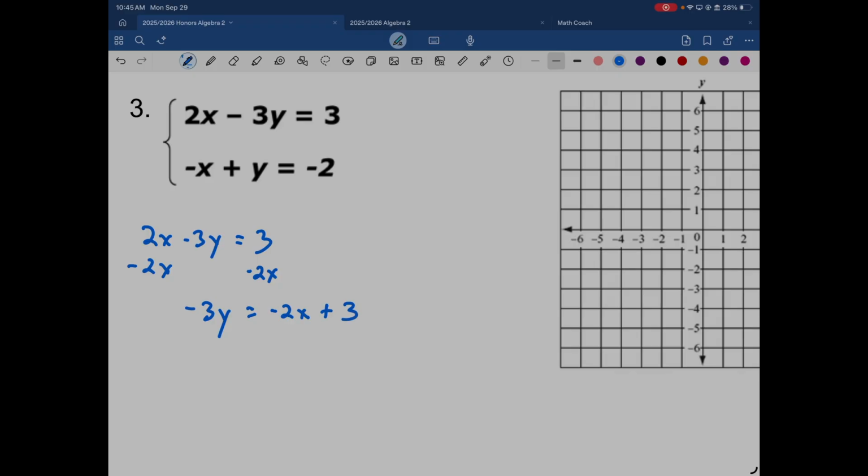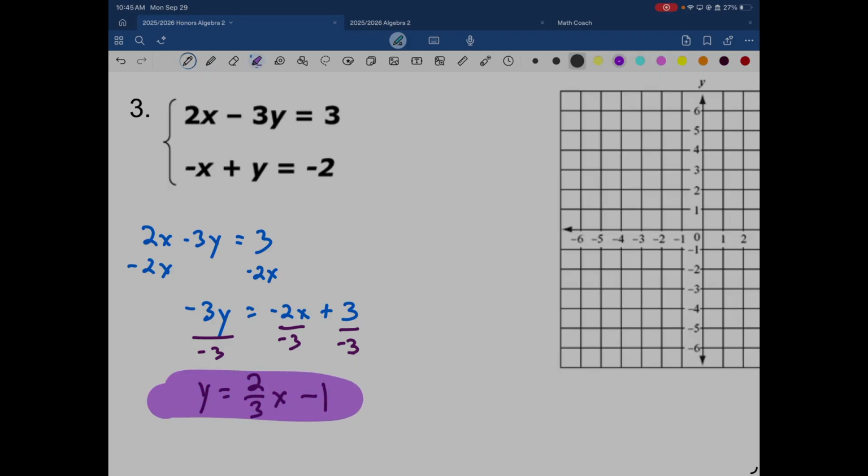Now what? Divide by negative 3. Divide everything by negative 3. So that gives me y is equal to a negative divided by a negative is a positive, 2/3 x, 3 divided by negative 3 is minus 1. Now I have it in a nice form: 2/3 x minus 1. It makes life a little bit easier.